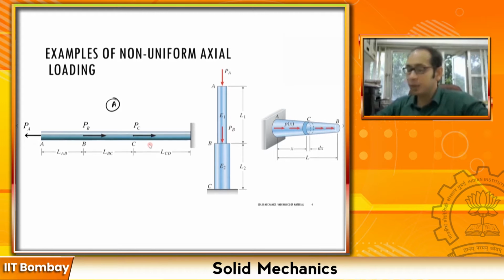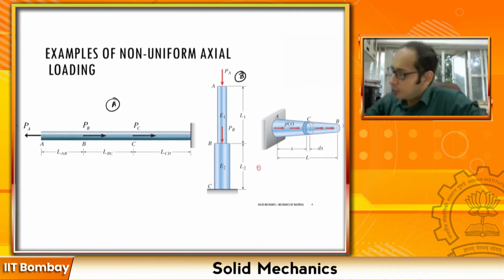But note one thing: in this figure A, the area of cross section is the same, right? You can have something like this figure over here, let me call it case B. In case B, the loads are different, and the area of cross section also changes depending upon where you are along the length of the bar, but it is discrete changes. Along length L1 you have a particular area of cross section, then when you go to length L2 you have a different area of cross section, right?